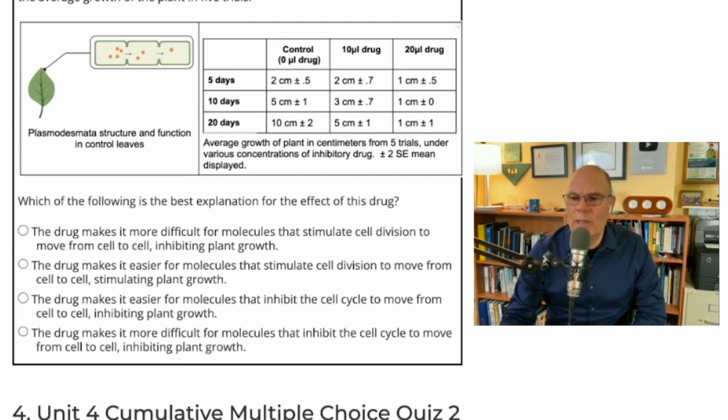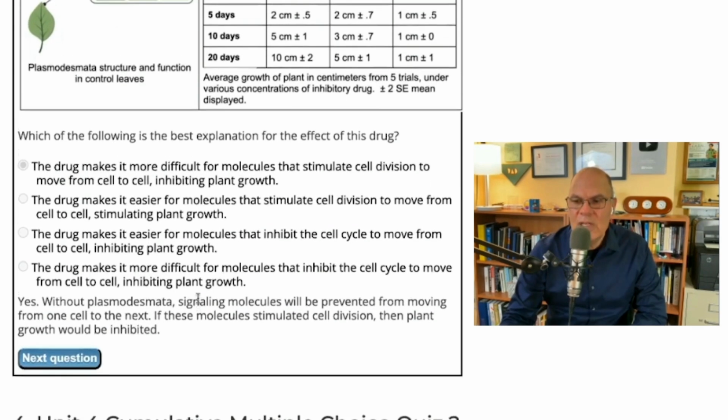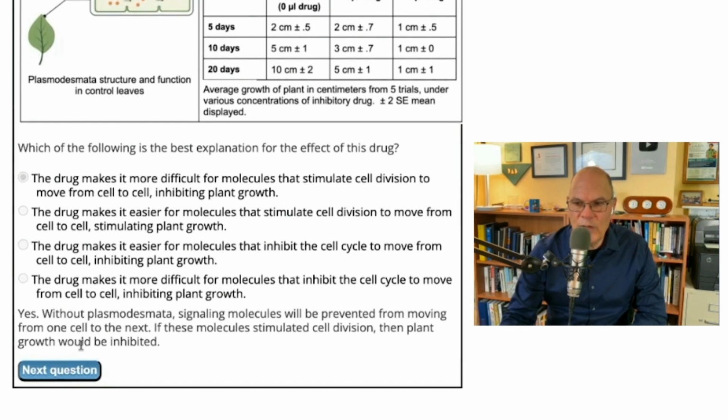Let's go with number 1. The drug makes it more difficult for molecules that stimulate cell division to move from cell to cell, inhibiting plant growth. Way to go. Without plasmodesmata, signaling molecules would be prevented from moving from one cell to the next. If these molecules stimulated cell division, then plant growth would be inhibited.